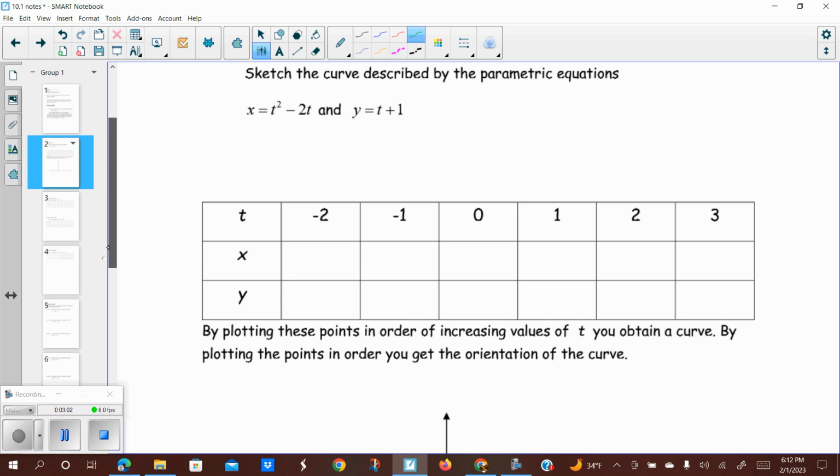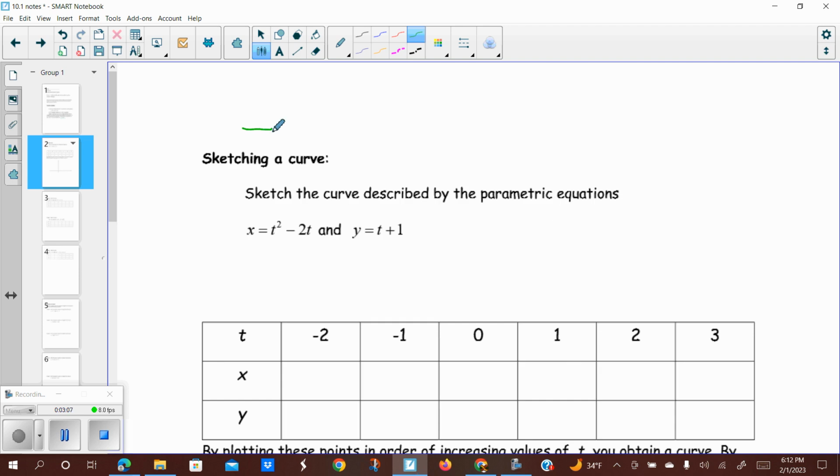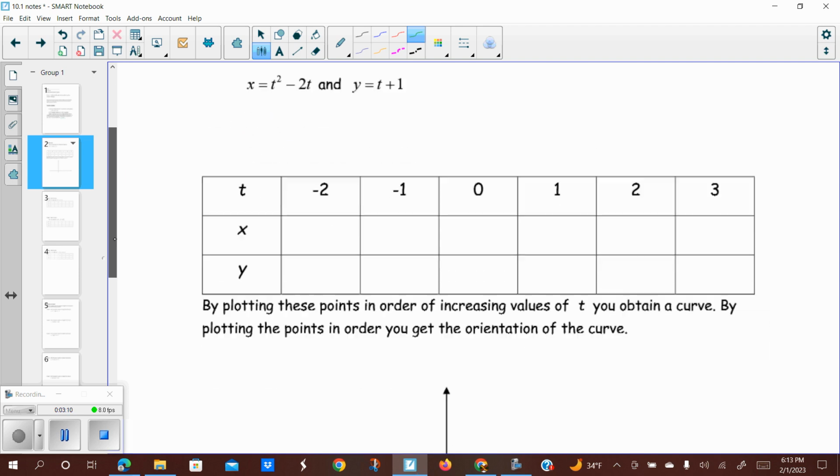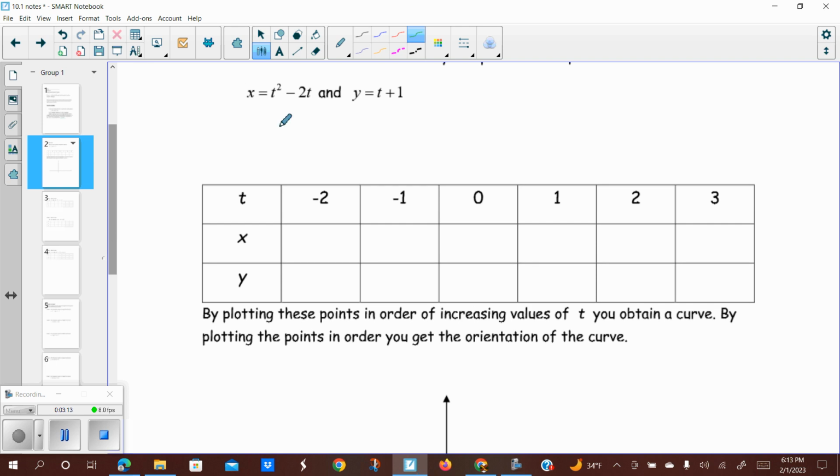So when t is negative 2, if you plug negative 2 in for the x portion, right here, you would get negative 2 squared, which is 4, minus 2 times negative 2. So that's actually another 4, so 4 plus 4 is 8. And then if we were to continue that process, plugging negative 2 in for the y value, you would get negative 2 plus 1 here, which is going to give you negative 1. So I'll put that in red.